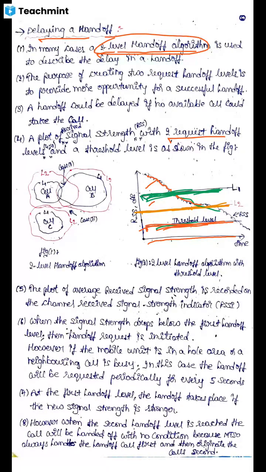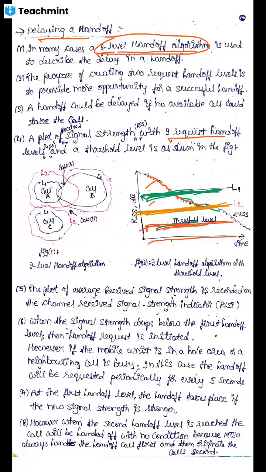Now what will this MTSO do? The MTSO will give main preference, first preference, to the handoff, and second preference to the call, to making calls. So as the MTSO gives main preference to handoffs, at the L2 region the handoff will be applied.